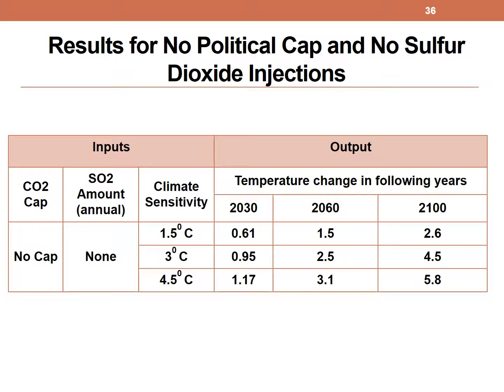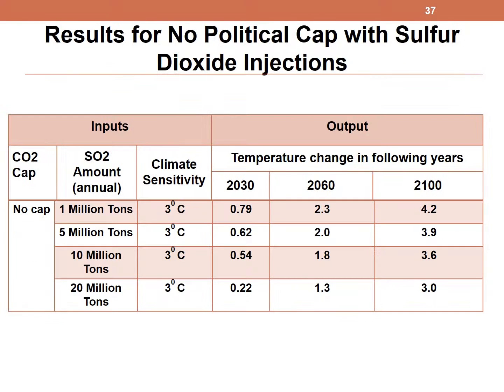Now, current predictions are that the climate sensitivity will be approximately 3 degrees Celsius, so that's what we'll be focused on in this presentation. Here is the design of experiment for no cap with sulfur dioxide injections of 1 to 20 and focusing on the climate sensitivity of 3 degrees Celsius. As you can see, in the year 2060, even with 10 million tons, we are at about 2 degrees Celsius at 1.8, and then we surpass 2 degrees Celsius in 2100 in all scenarios of injections.